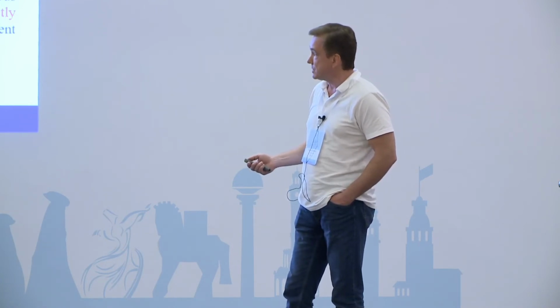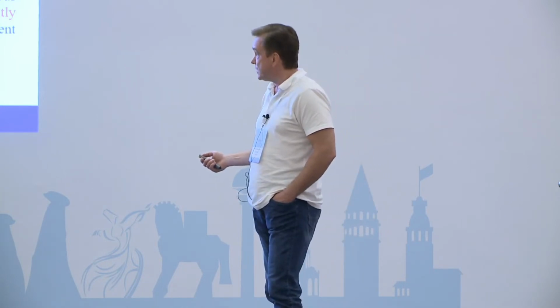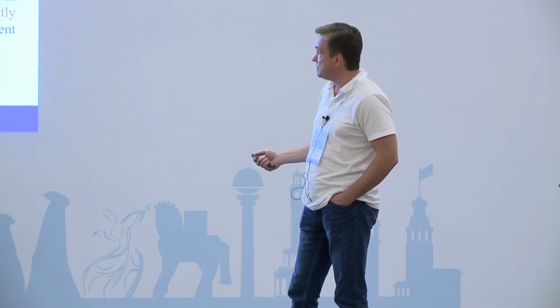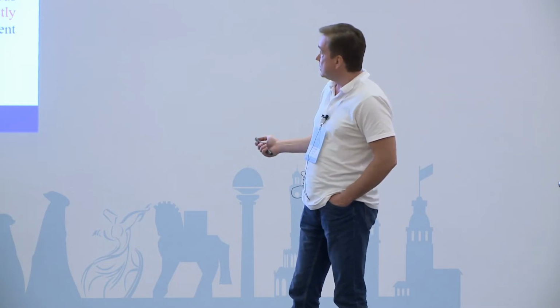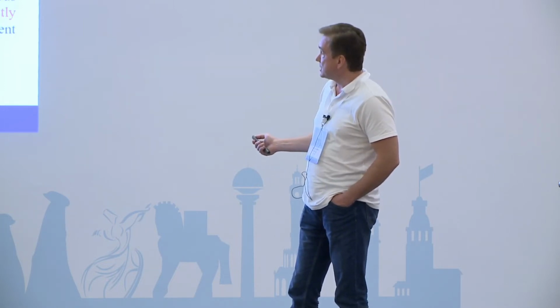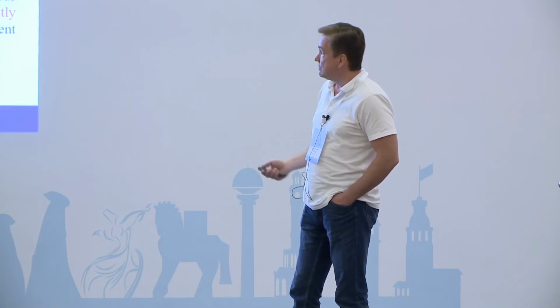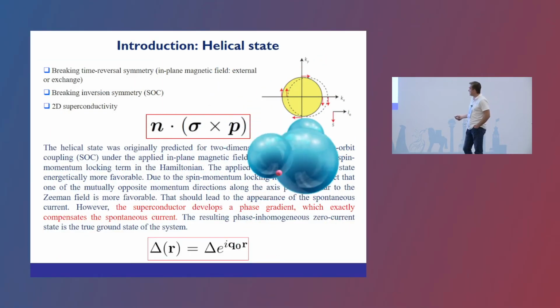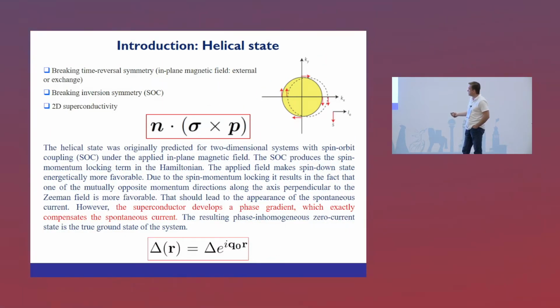We consider 2D materials. This term is the signature of spin-orbit coupling. But then if we apply a magnetic field, we make, for example, the spin-down state energetically more favorable. What does it mean if you look at the Hamiltonian term? This term is called spin-momentum locking, because spin is locked to momentum. Due to this, some momentum will be more favorable.